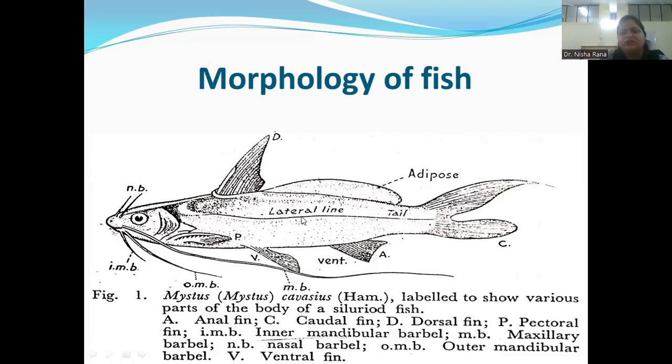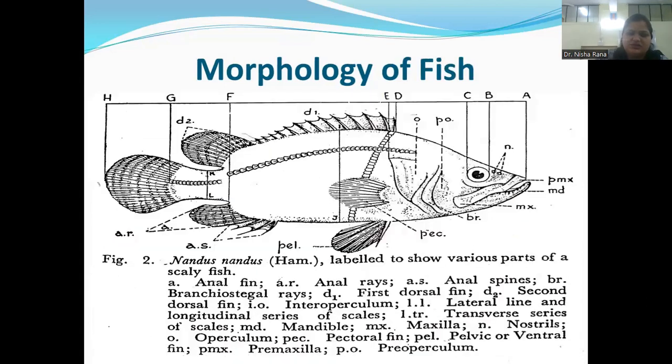The fin ray count is another morphological and morphometrical feature. The number of rays may vary according to the species, and the ray count will be fixed in a particular fish species. So this is a scaly fish showing the morphological features and the morphometry of the fish.